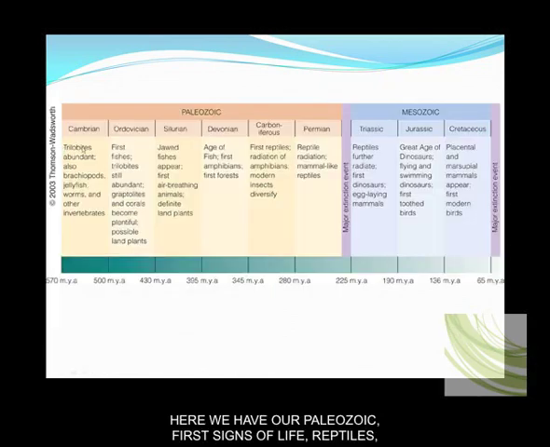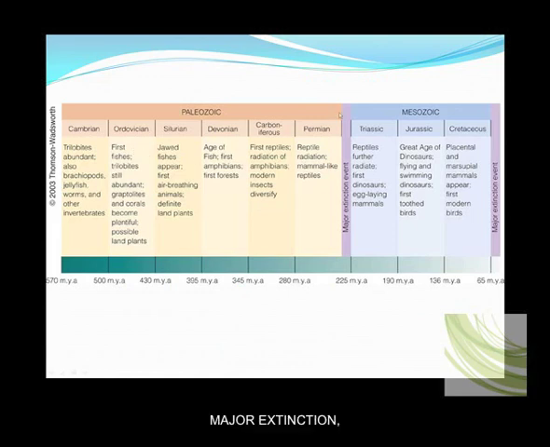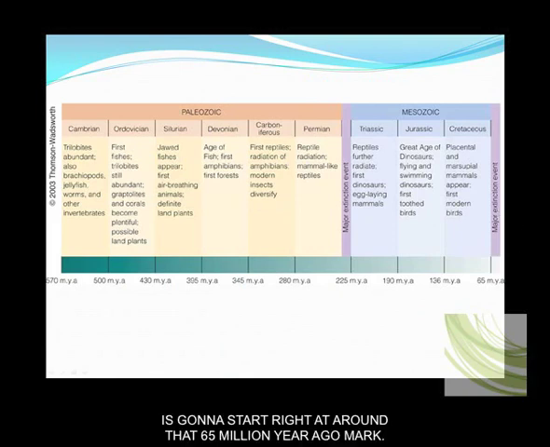So again, here we have our Paleozoic, first signs of life, reptiles, major extinction, then we have reptiles with dinosaurs, placental mammals start to appear in the Cretaceous, and then a major extinction. So where we're going to start looking at primates is right at around that 65 million years ago mark.